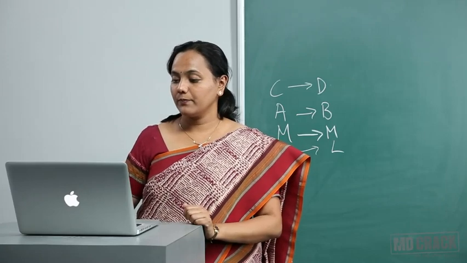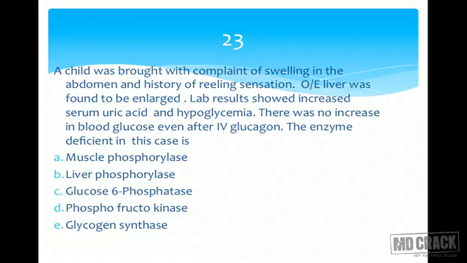The next question. A child was brought with complaint of swelling in the abdomen and history of reeling sensation. On examination, the liver was found to be enlarged. Lab results showed increased serum uric acid and hypoglycemia. There was no increase in blood glucose even after IV glucagon administration. The enzyme deficient in this case is. So a case history has been given. Case history means you will have to read it properly. So what was your answer?